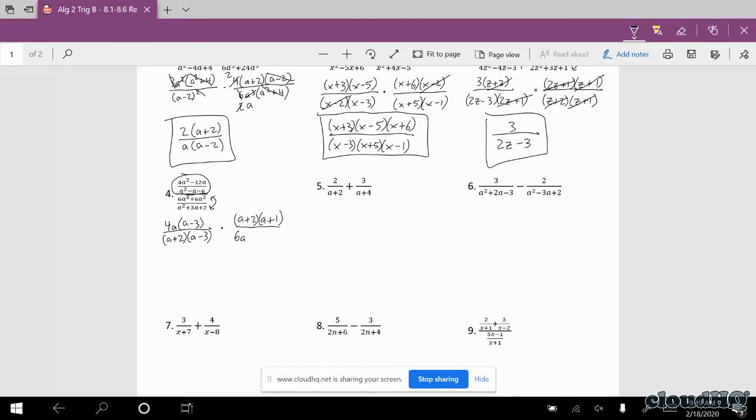Factor out 6a squared, leaving me with a plus 1 for the denominator. I can cancel out a plus 1s, cancel out a plus 2s, cancel out a minus 3s. The 4 and the 6, I can divide both by 2, giving me 2 over 3. I can cancel out an a, so I'm left with an a there. So in total, I get 2 over 3a.